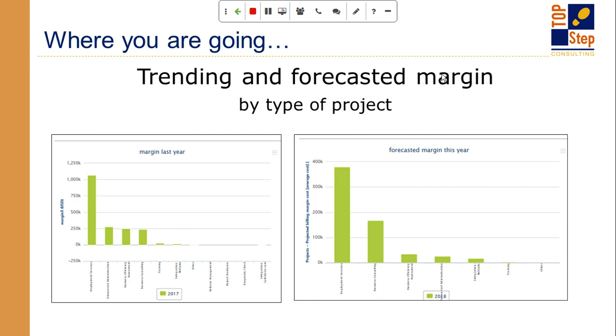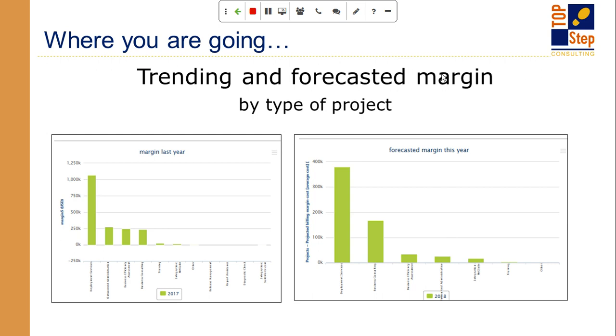So you should be able to do this. Even project managers, you can give them the ability to see the forecast margin and have tools to be able to manage projects and correct the use of expensive resources to be able to get the margin back to where you need it to be.